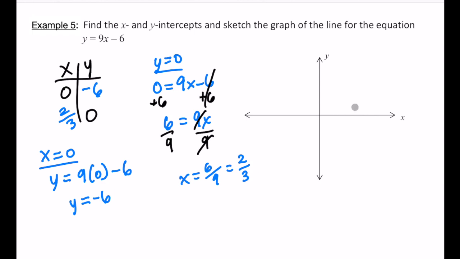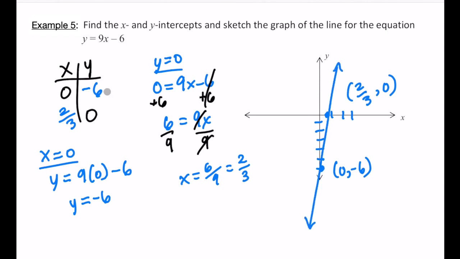Let's go ahead and plot the two ordered pairs and sketch the graph. The first ordered pair, 0, -6, is the y-intercept, and the second ordered pair, 2/3, 0, is the x-intercept. And I approximated the value of 2/3 between 0 and 1. So this is the line given by this equation, and these are the two intercepts.